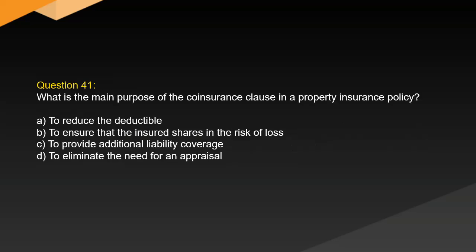Question 41. What is the main purpose of the coinsurance clause in a property insurance policy? A, to reduce the deductible. B, to ensure that the insured shares in the risk of loss. C, to provide additional liability coverage. D, to eliminate the need for an appraisal.